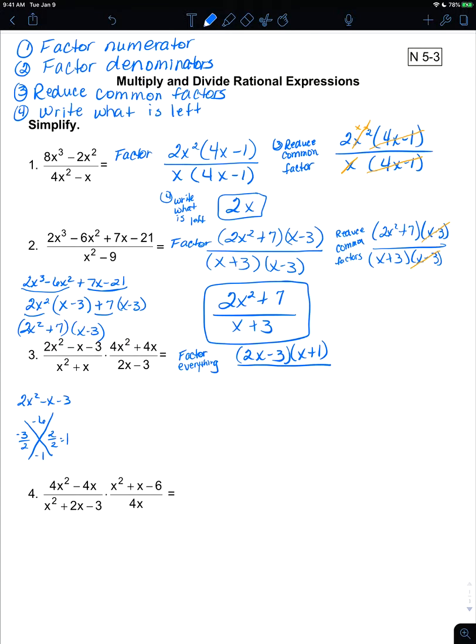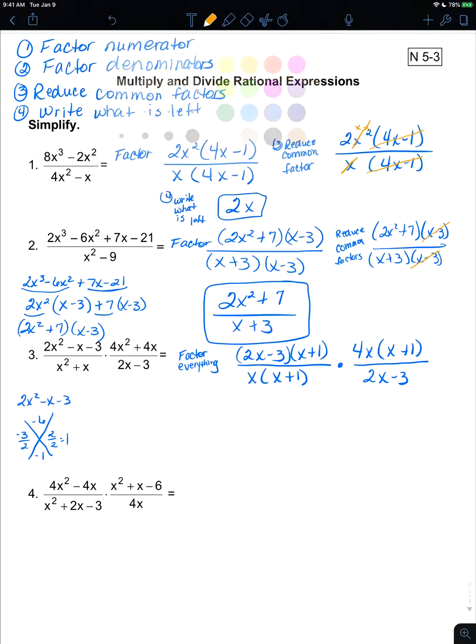Okay? Then our x squared plus x, we can factor out an x, GCF of x, and we have x plus 1 left. Okay, times, let's factor the 4x squared plus 4x. Well, that has a GCF of 4x. And that would leave us with x plus 1. Okay, and if we try to factor 2x minus 3, it does not factor. So let's just write 2x minus 3.